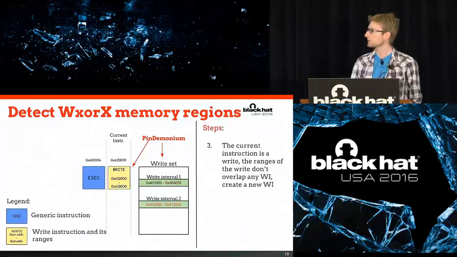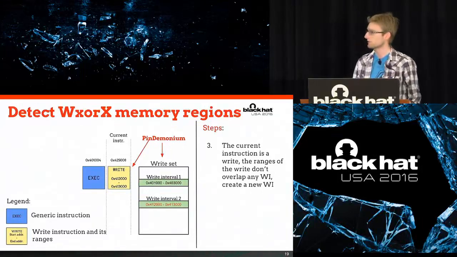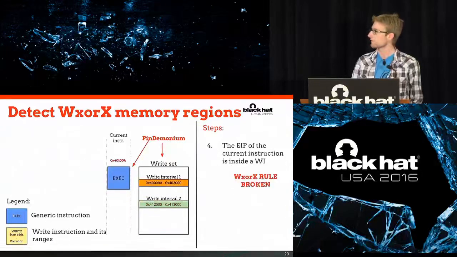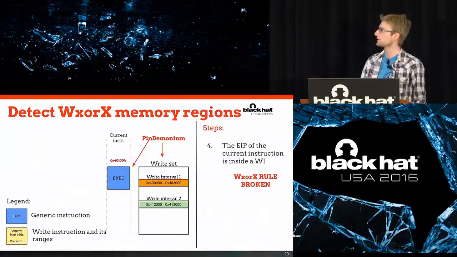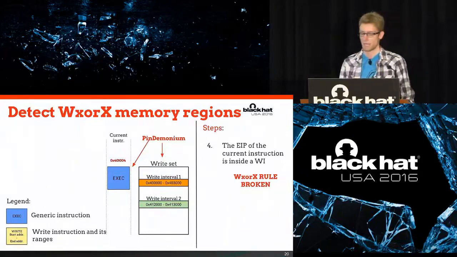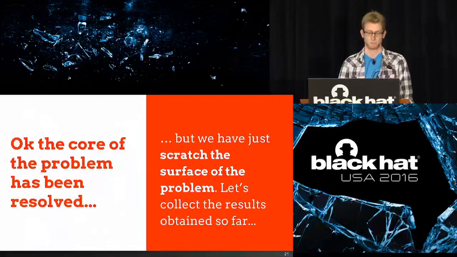The third instruction performs a write to a completely different set of addresses, and in this way write interval number 2 is created. Finally, we have this generic instruction, which is executed, as we can see from its address, inside write interval number 1. In this way, we have detected that write interval number 1 has broken the W XOR X rule, and we can go on with the next step of our analysis.